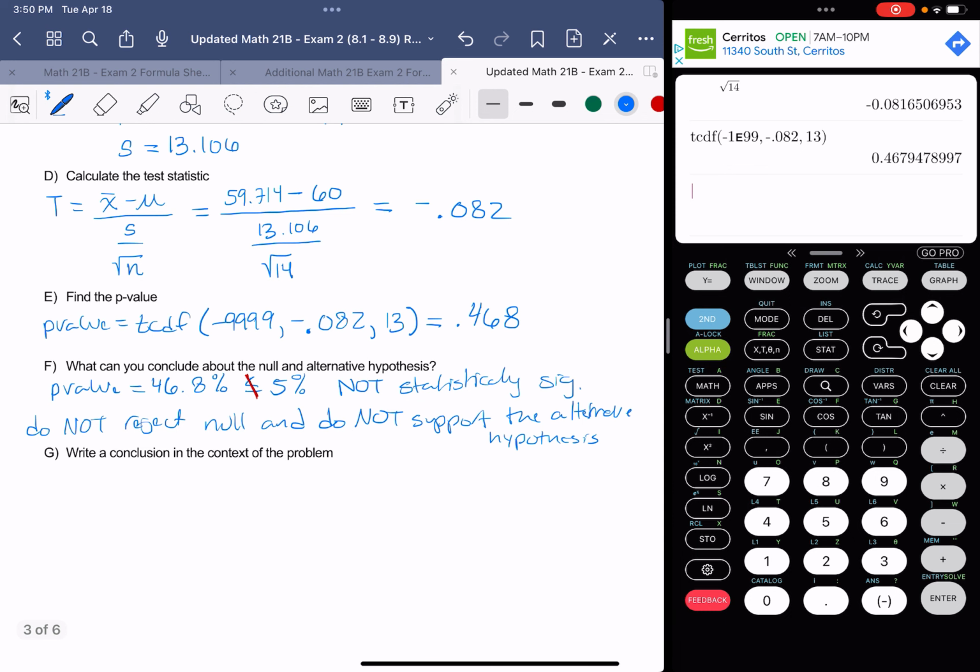Okay, almost there, guys. Last part, part G. We can now write a conclusion in the context of the problem. So, at the 5% significance level, the sample data support or do not support? Do not. Good. The sample data do not support the claim.